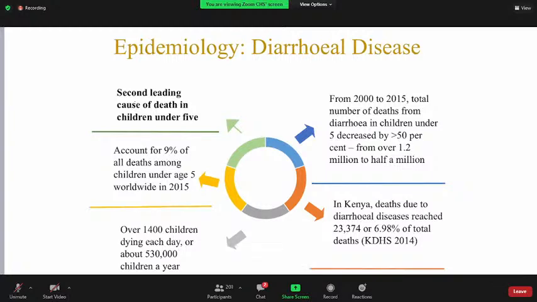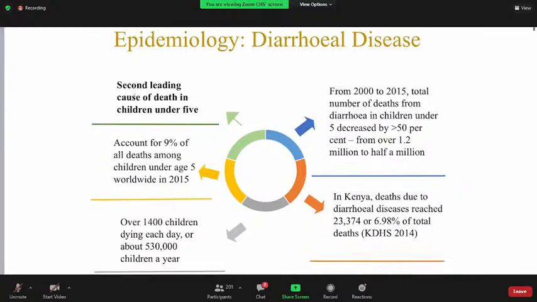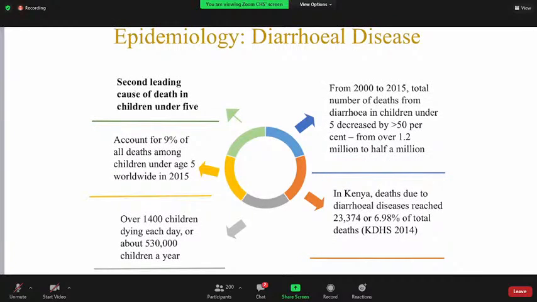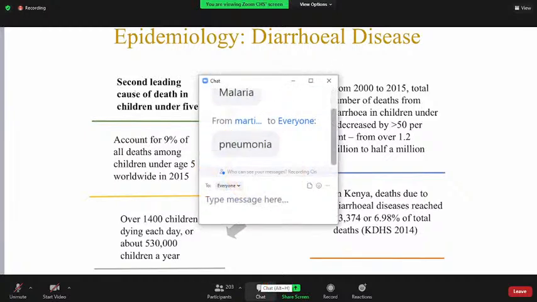So diarrhea accounts for 9%, almost 10%, of all deaths among children under the age of 5 throughout the world. That means, if you think about it, that 1 in 10 children almost die because of diarrheal illnesses. If you break it down further, it comes to 1,400 children dying each day, and more than half a million children every year. That's a lot of children who die because of a seemingly preventable illness.